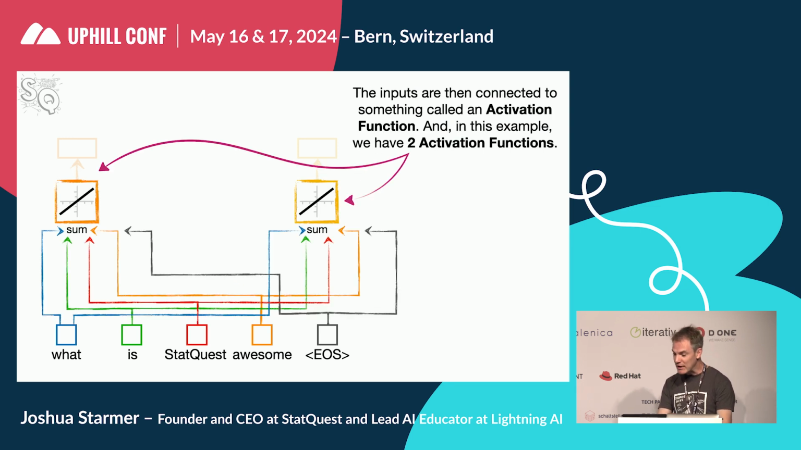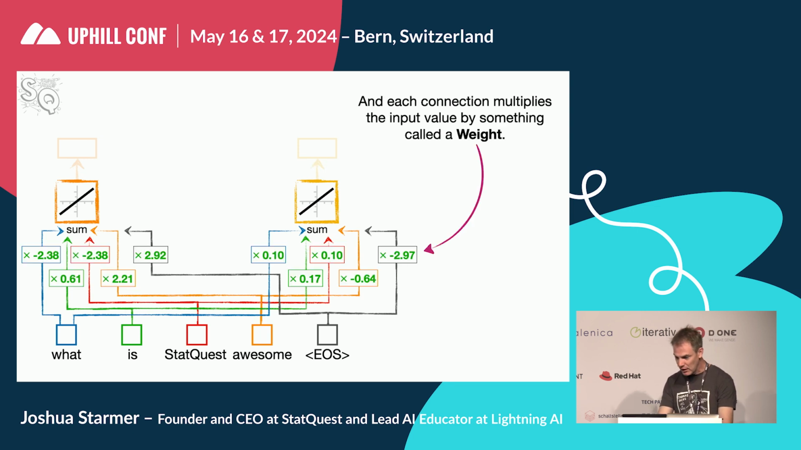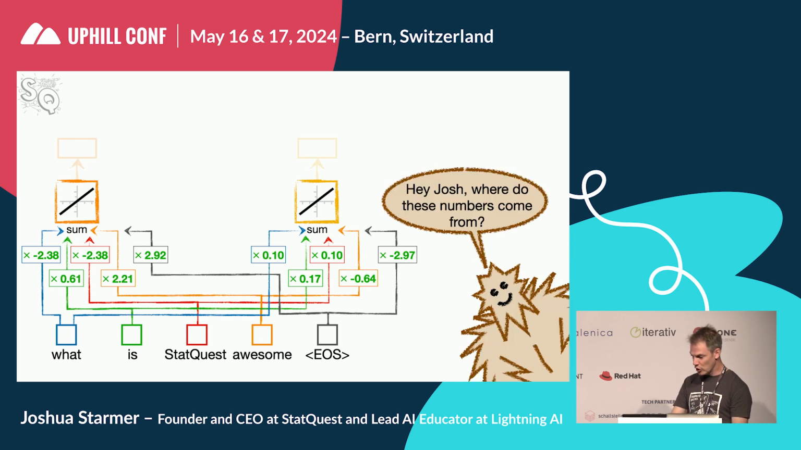And the inputs are connected to something called an activation function. And in this example, we have 2 activation functions. This is the general architecture of any neural network, by the way. And each connection multiplies the input value by something called a weight. Hey Josh, where do those numbers come from? Great question, Squatch, and we'll answer it in just a bit.